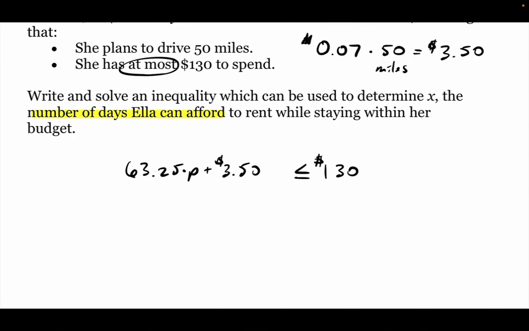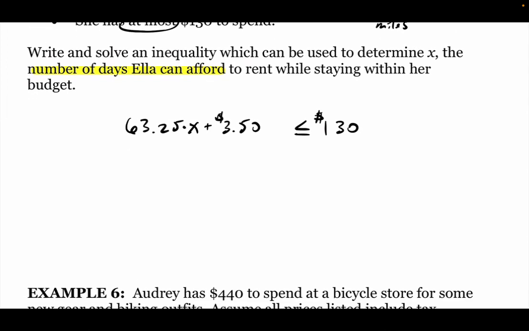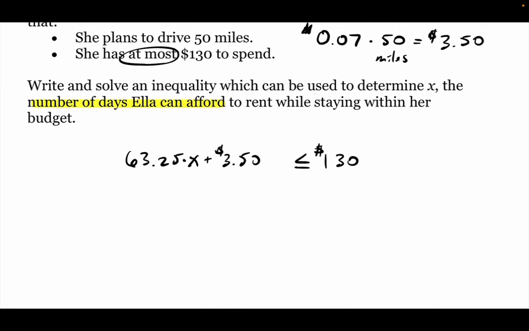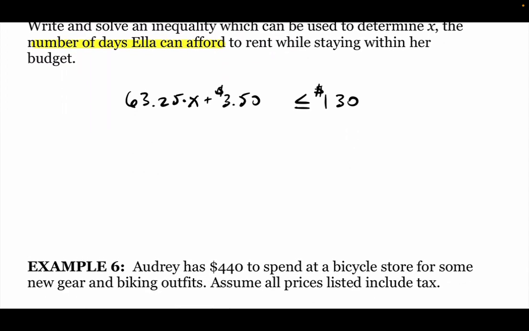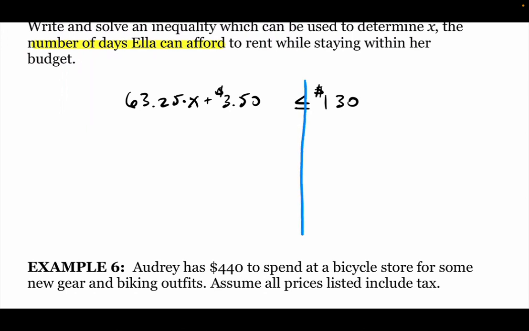Why did I use P? It's supposed to be X. Sorry. It doesn't matter what letter you use, but usually I like to use the same letter they have. So there's the equation, or inequality, I should say. Solve it. Subtract $3.50 from both sides.